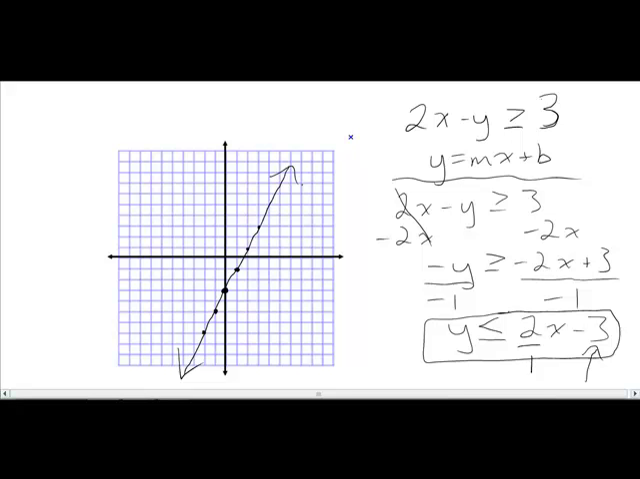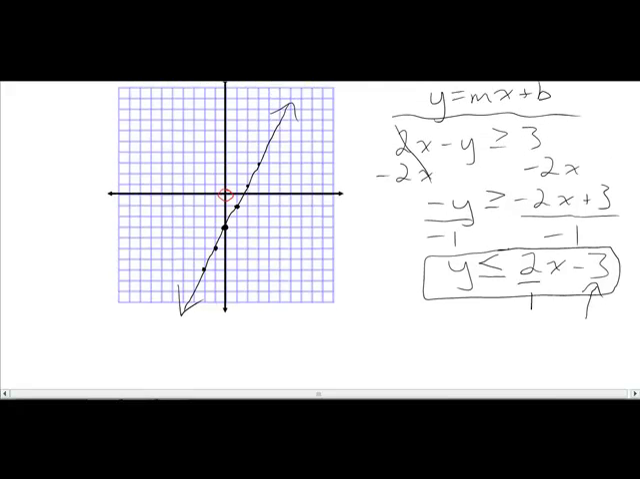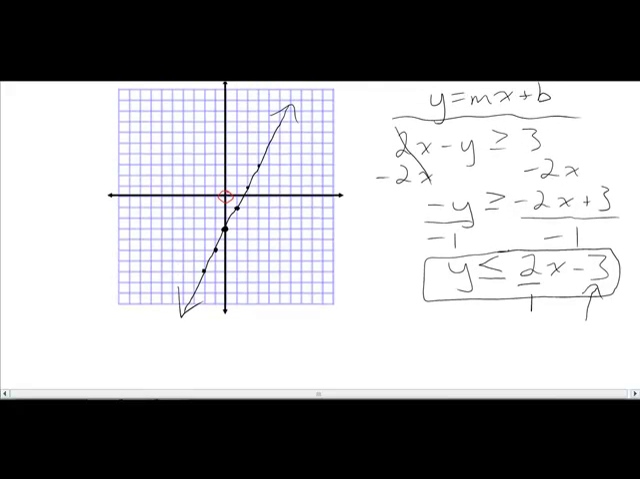Again, I'm going to use 0, 0 as a test point. I think it's the easiest point to try out whenever possible. I always use 0, 0 because those are easy numbers to plug in. Okay, I really do have to scroll down now and give myself some more space. So if I replace y with 0 and x with 0, I have 0 is less than or equal to 2 times 0 minus 3, which comes out to 0 is less than or equal to negative 3.